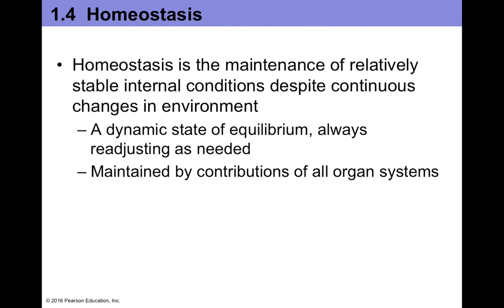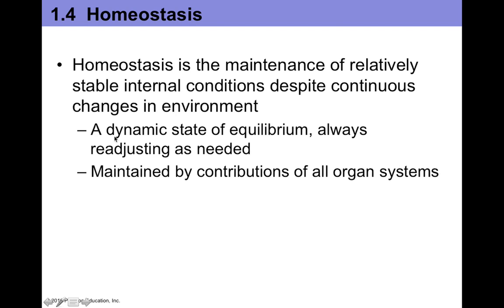Okay, in this video we're going to talk about homeostasis. Now, homeostasis is the maintenance of relatively stable internal conditions despite continuous changes in the environment. So what we find then is that our bodies are exposed to factors that can change the internal state. And our organ systems, all 11 of them, need to work together in order to maintain homeostasis, which is this dynamic state of equilibrium or internal balance.